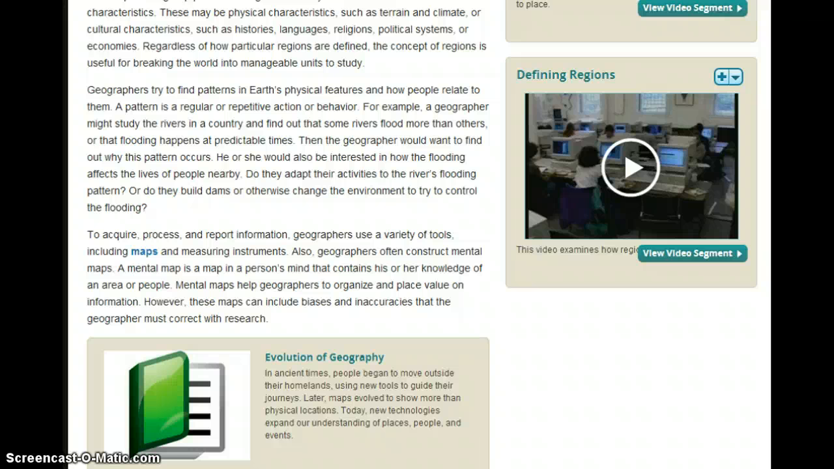A mental map is a map in a person's mind that contains his or her knowledge of an area or people. Mental maps help geographers to organize and place value on information. However, these maps can include biases and inaccuracy that the geographer must correct with research.